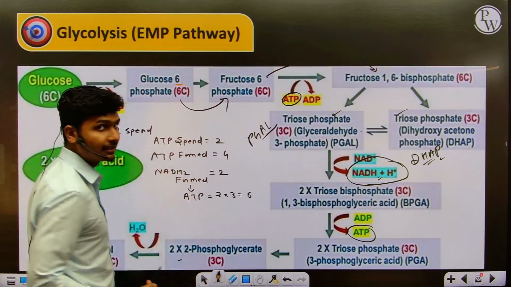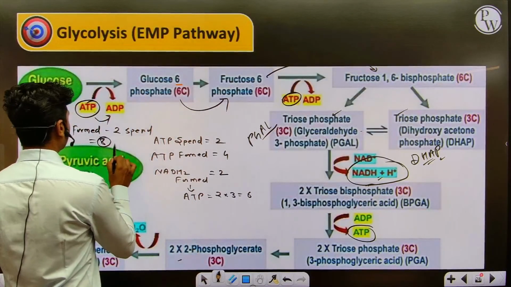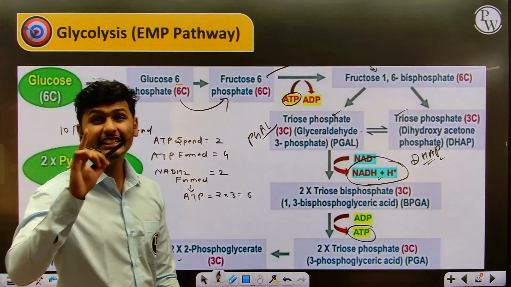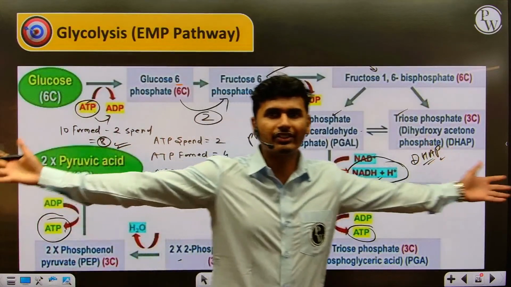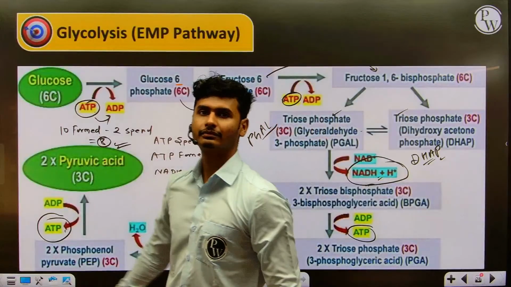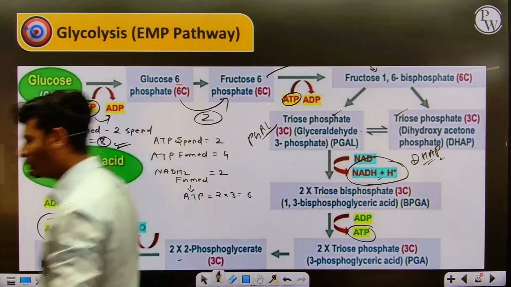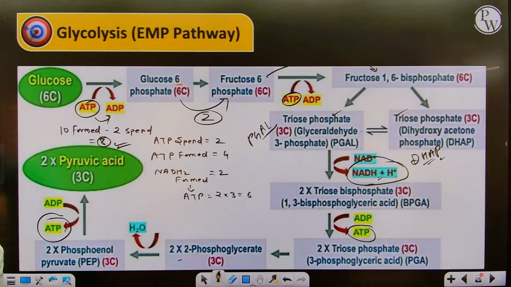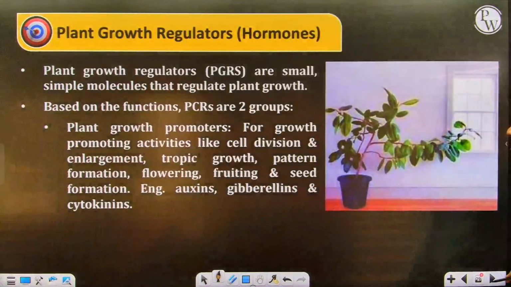So if I am asking you the gross gain of ATP, it is 8. If I am asking about the net gain of ATP, it is only 2. If I am asking about the gross gain, it is 8. If I am asking about the net gain, it is only 2 molecules. Are you getting my point? Yes or no? I hope you are getting it. Okay. This is all about glycolysis.